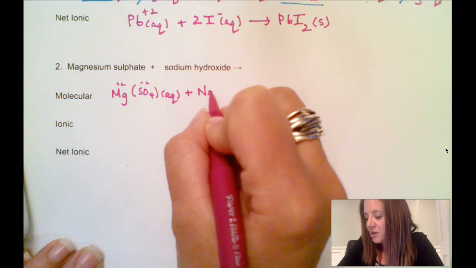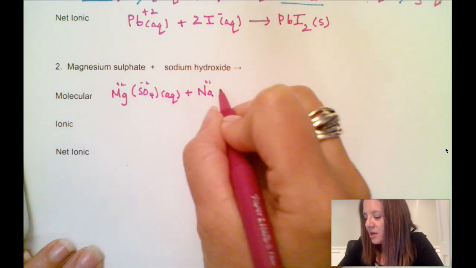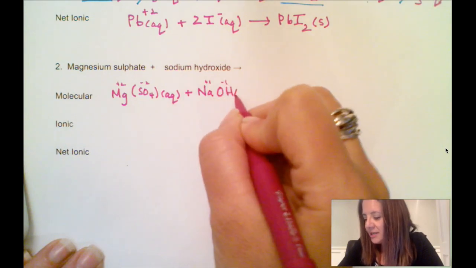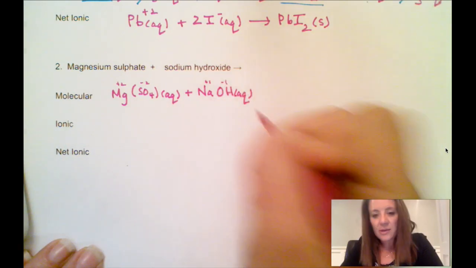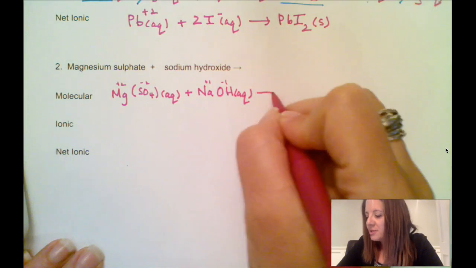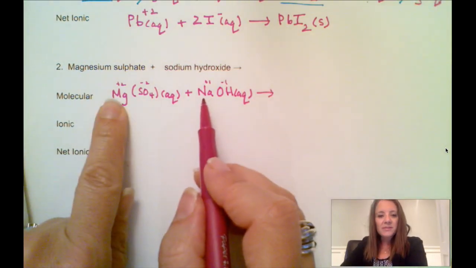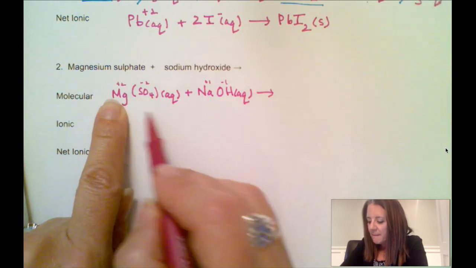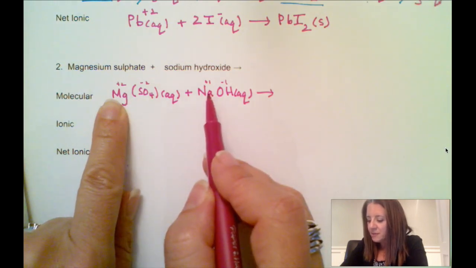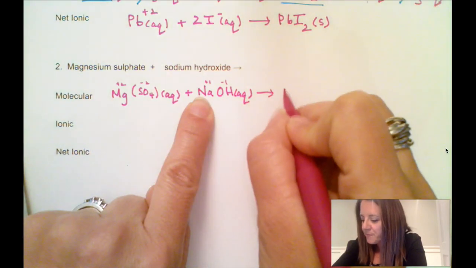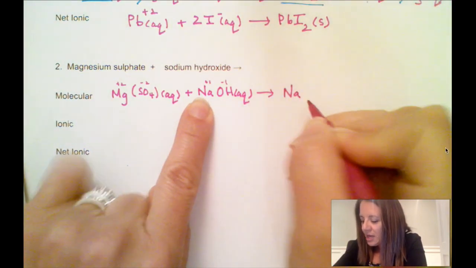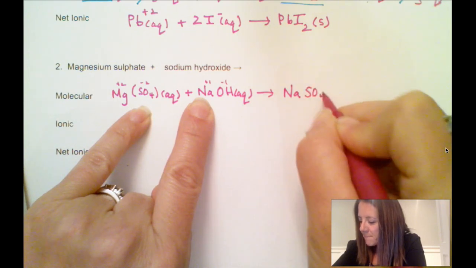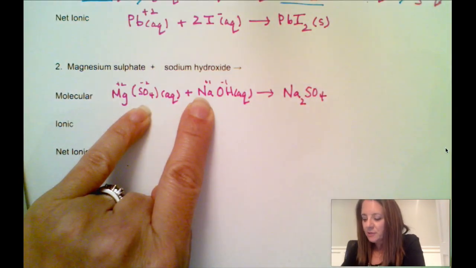Sodium hydroxide, sodium is a +1, hydroxide is a -1. I don't need the brackets. And again, that is aqueous. What we're going to do is we're going to swap the positive ions. Okay, so sodium hooks up with the sulfate, magnesium hooks up with the hydroxide. So if sodium is a +1 and sulfate is a -2, then that means the 2 comes down here.